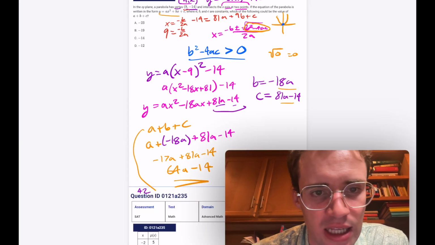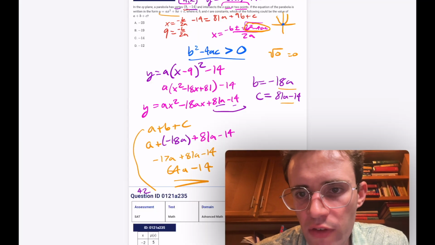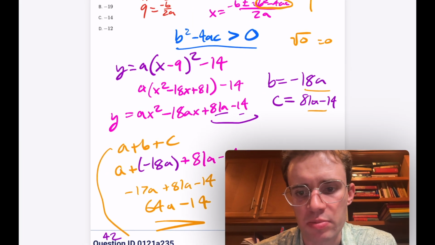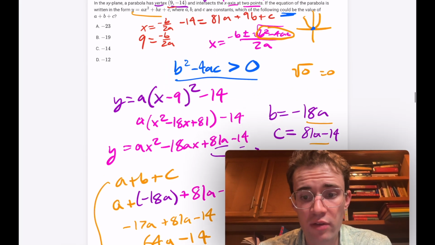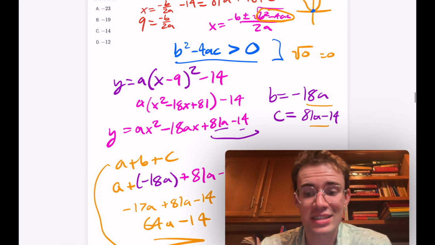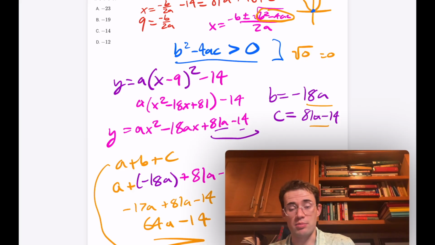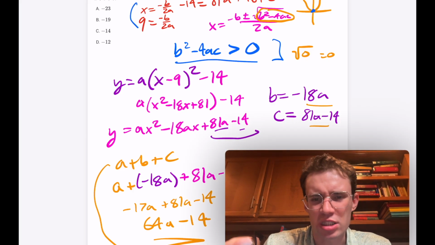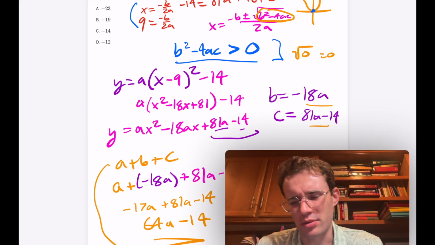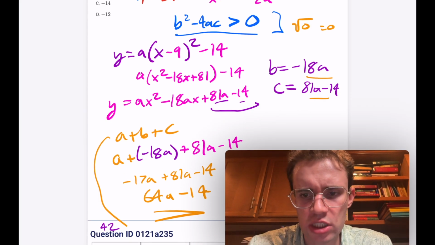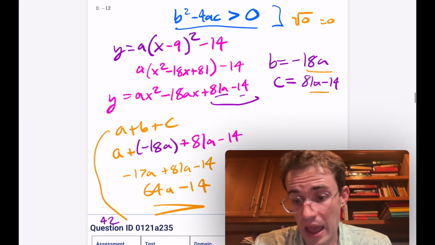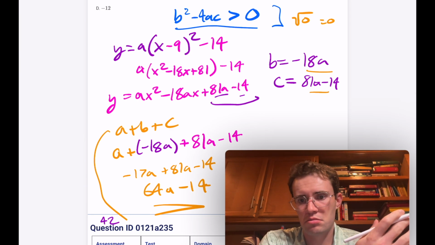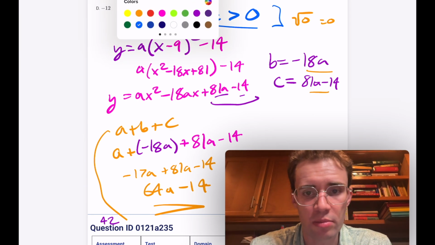Because they don't say what is the answer. There's not one answer. It says which of the following could be the value of a plus b plus c. Well, that sounds like it's going to be something that's restricted by some inequality. This is the only inequality that we have here. And again, we could maybe try to explore something with these, but I don't know if that would lead to anything. So let's just plug in these values of b and c into this discriminant function, okay?